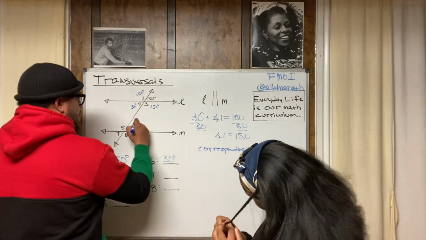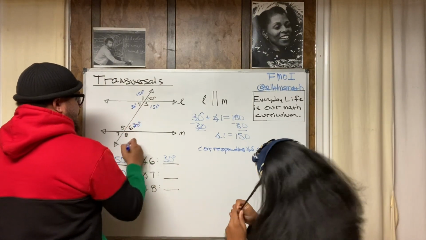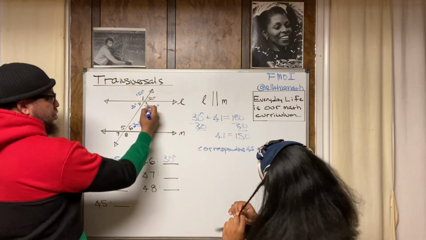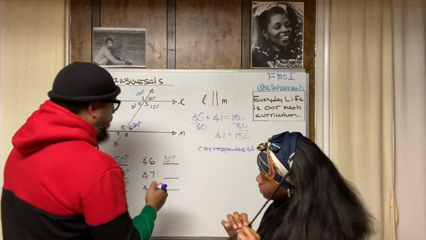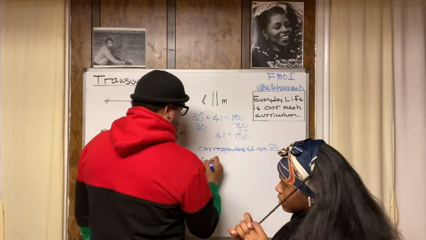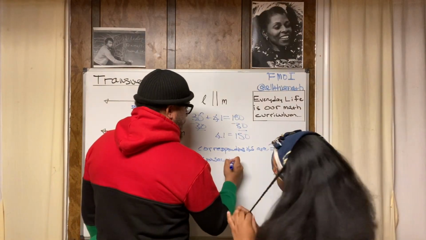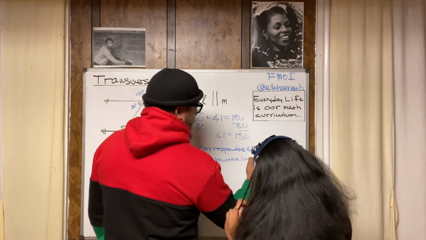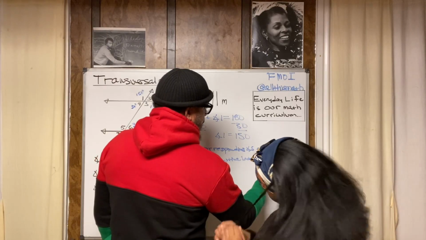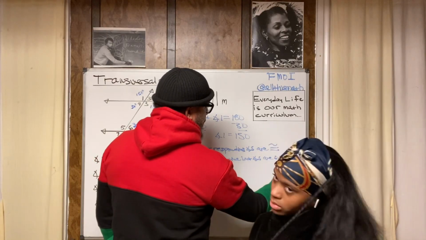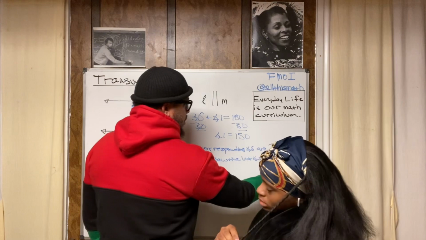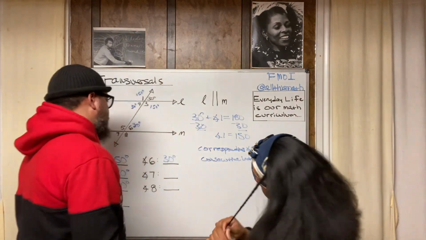So this is 30. Now, there's another way we could have figured that out, because angle 3 and angle 6 have a special relationship too. Those are called consecutive interior angles. They are supplementary. You know what supplementary means? No. Of course you don't, because I didn't teach it to you yet.